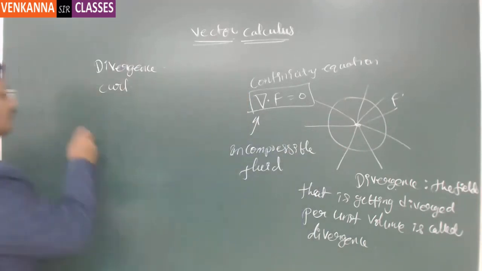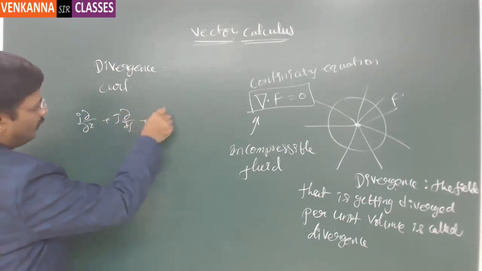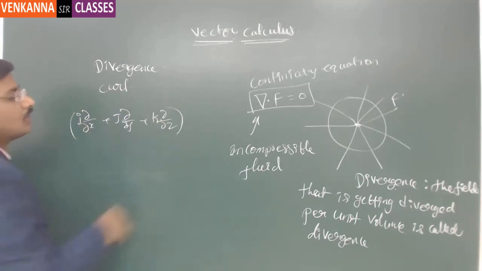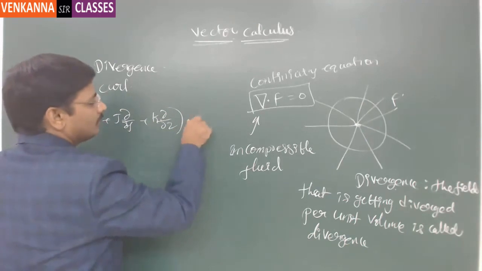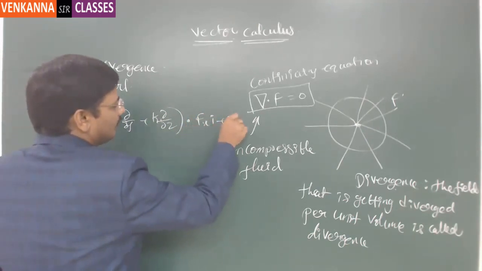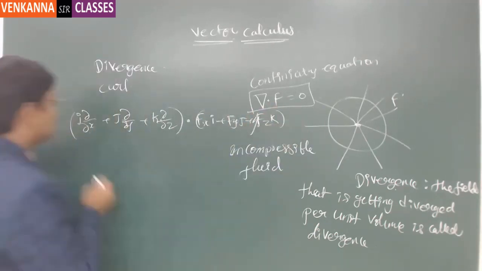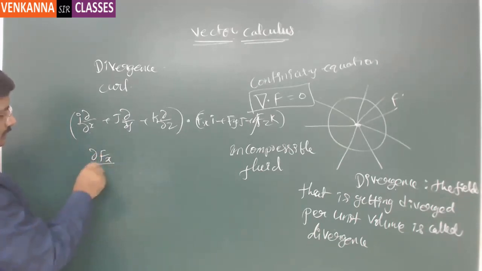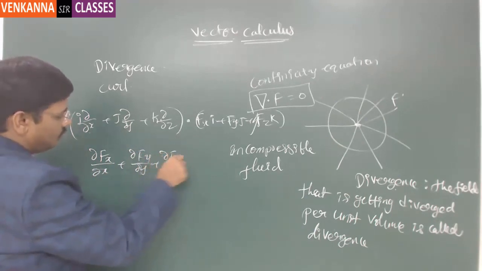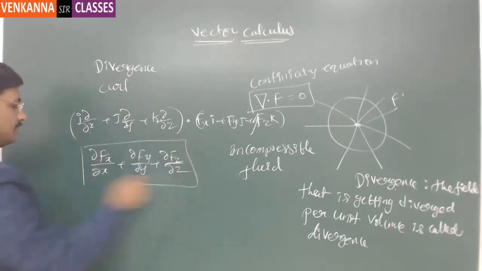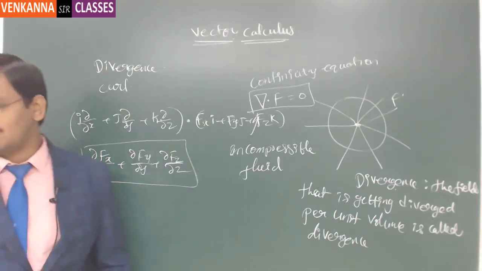So, this is i dou by dou x plus j dou by dou y plus k dou by dou z, operated on the vector field F with the dot product. This F is termed as Fx into i plus Fy into j plus Fz into k. Now, this divergence is nothing but dou Fx by dou x plus dou Fy by dou y plus dou Fz by dou z. So, this is the divergence del dot F. This is how we calculate it for any vector field F. Got it?